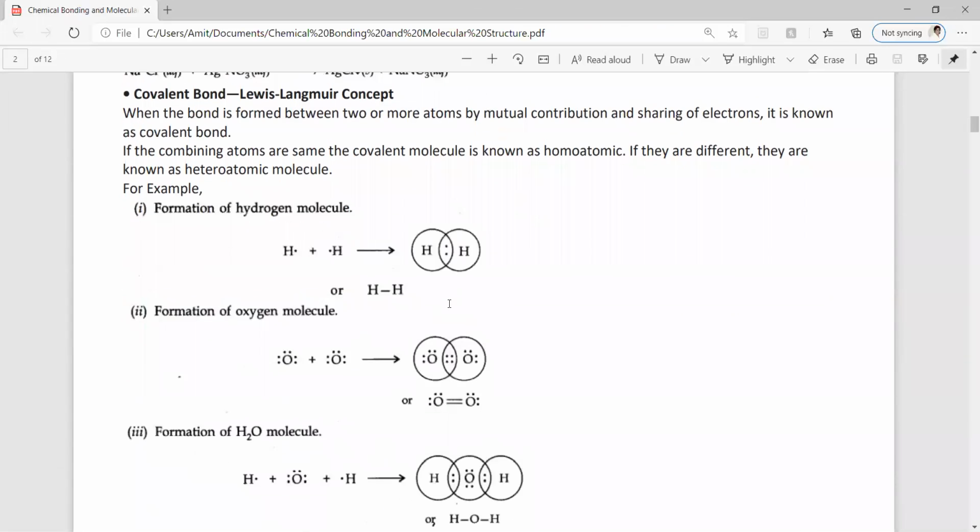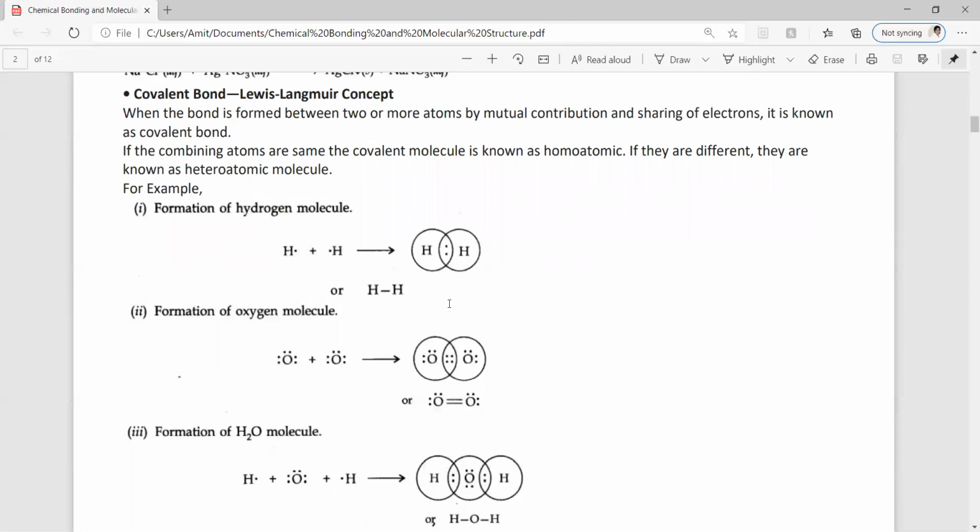Now coming to covalent bond. Lewis-Langmuir concept. When the bond is formed between two or more atoms by mutual contribution and sharing of electrons, it is known as a covalent bond. If the combining atoms are the same, the covalent molecule is known as homoatomic. If they are different, they are known as heteroatomic molecules.